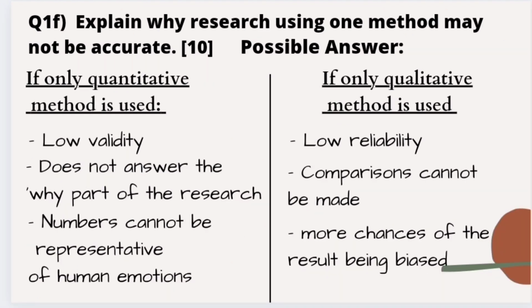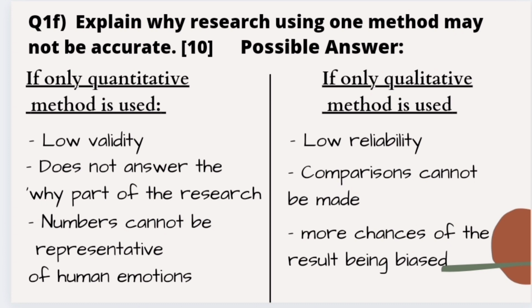So moving on, we move to our second last part, where the examiner asks us to explain why research using one method may not be accurate. The answer is really in the question. When the examiner themselves are saying, explain why using only one method may not be accurate. Just for context, hypothetically, if I'm a researcher and I'm going to research something, and I'm using only quantitative methods, then there are going to be a lot of limitations that come with it. If you are using a quantitative method, then obviously you're going to lack validity. You do not have the option to make wider conclusions. You do not understand the why part of the research.